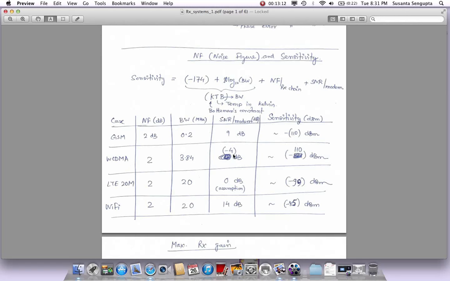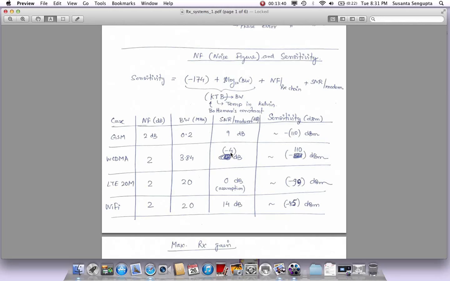Why? Because imagine you had 1000 subcarriers. Your information was coded into 1000 subcarriers tightly packed together. If you lost a few of those subcarriers' information because of noise, you still have information in the rest of the subcarriers, and that's why these systems are more robust to noise. So that's why they can actually work with negative SNR also in some cases.